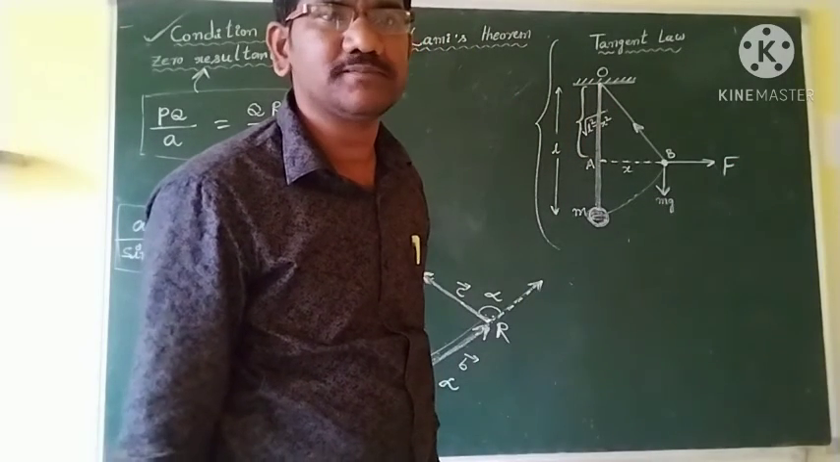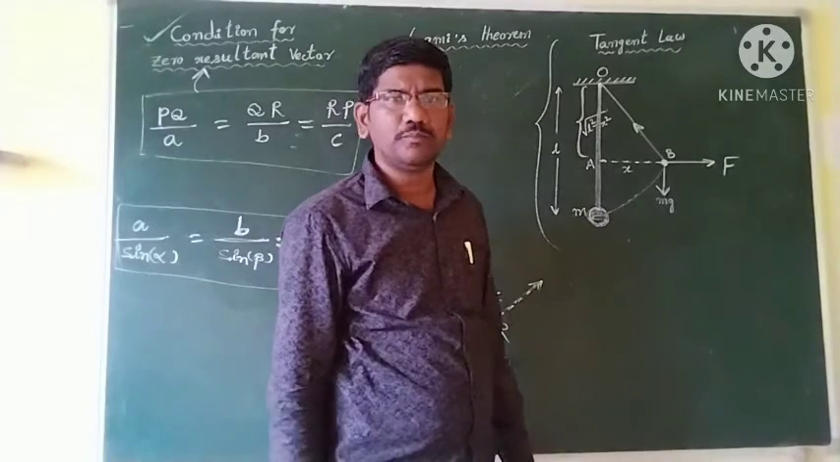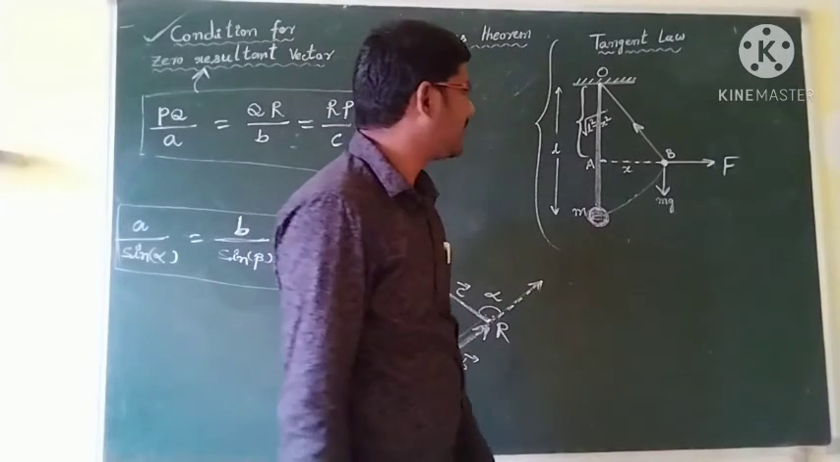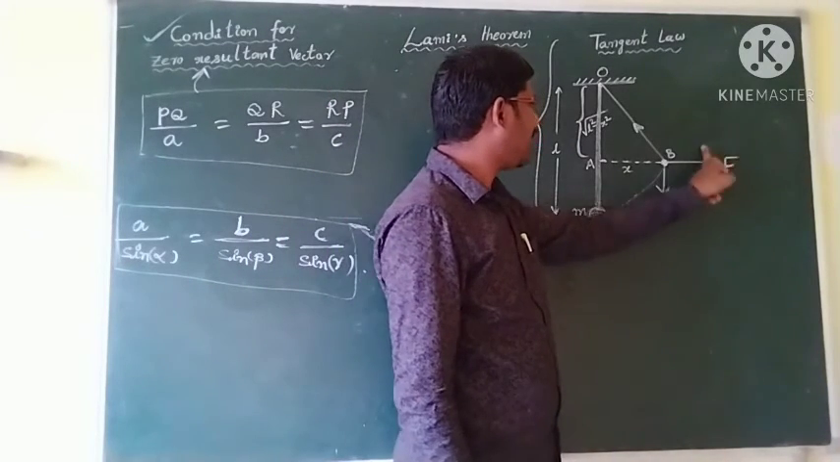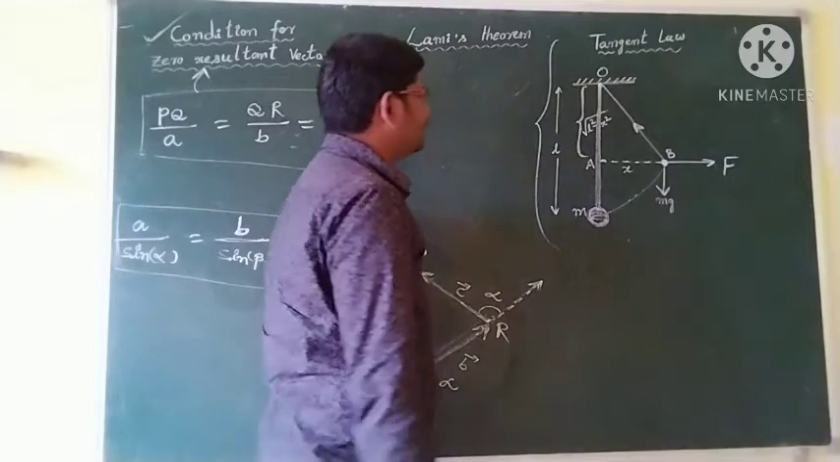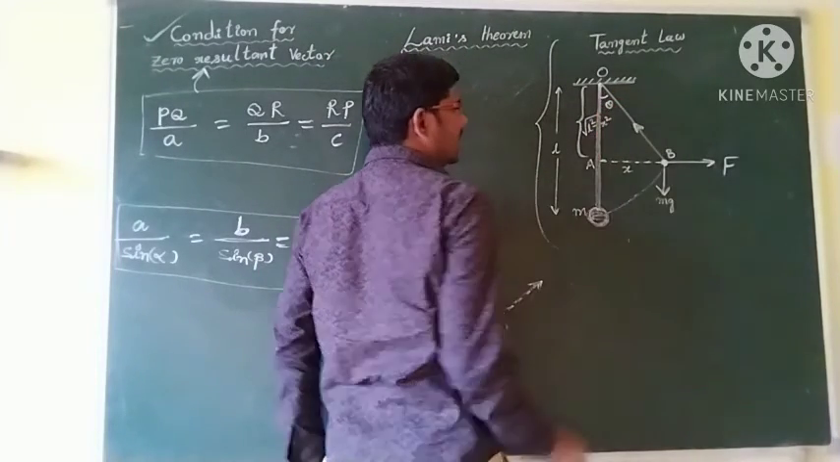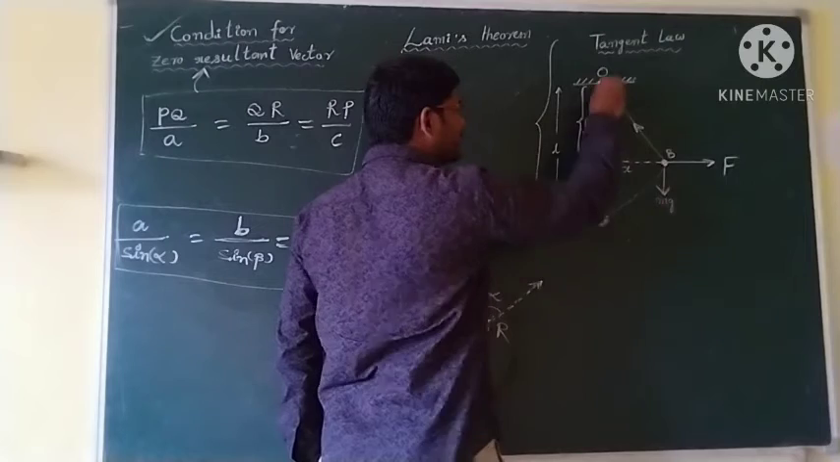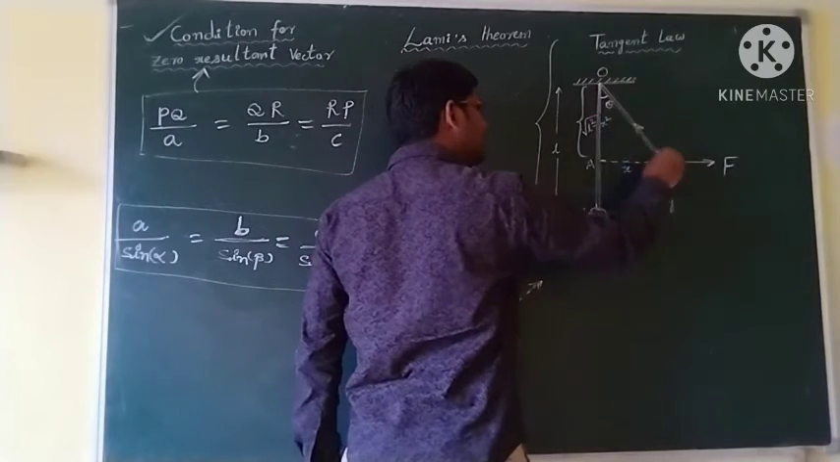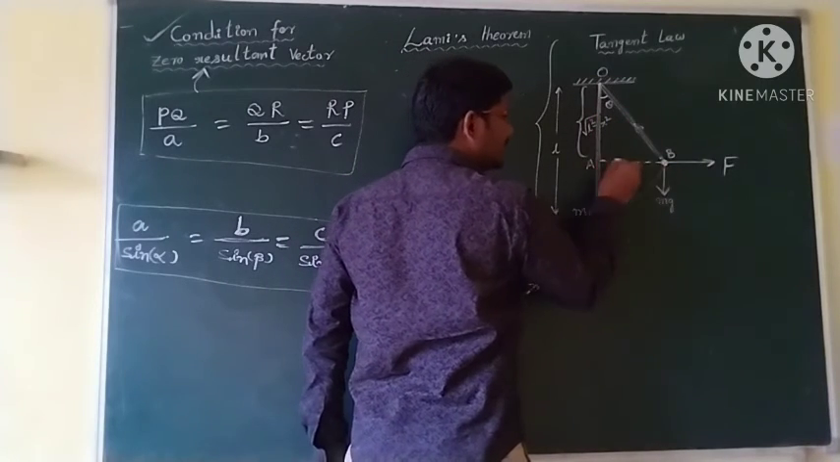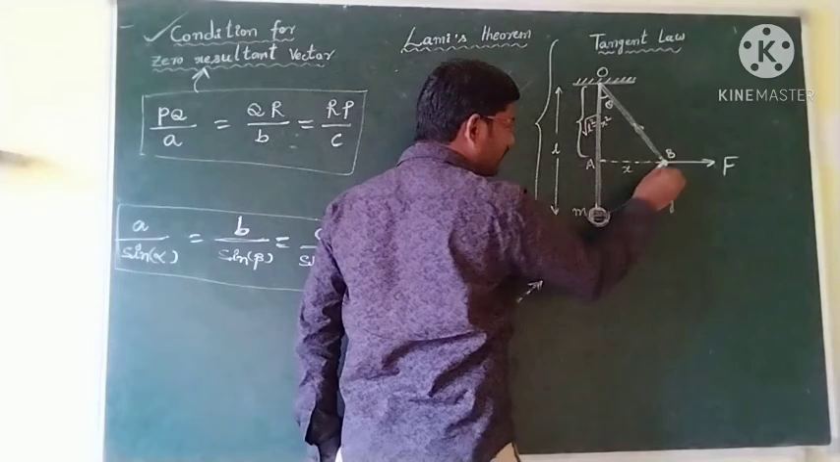Okay, students, that pulling force we are taking as F. Now what will happen? It is pulled aside by an angle theta. Now this is X, and here the length and here the length will be the same. This is called L. This is the horizontal displacement. It has gone from here to here.